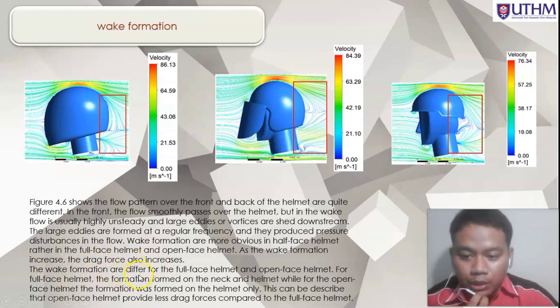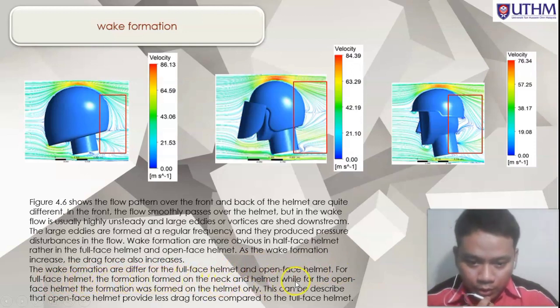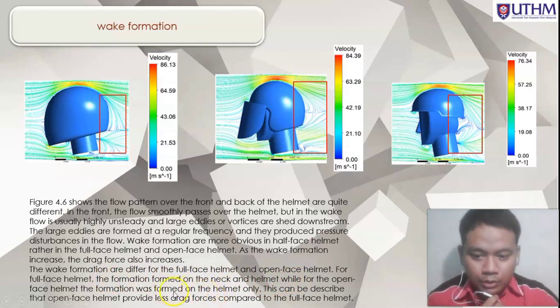The wake formation differs for the full face helmet and open face helmet. For the full face helmet, the formation forms on the neck and the helmet, while for the open face helmet, the formation is formed on the helmet only. This can be described as the open face providing less drag force compared to the full face helmet.